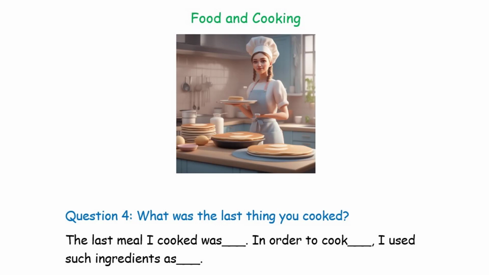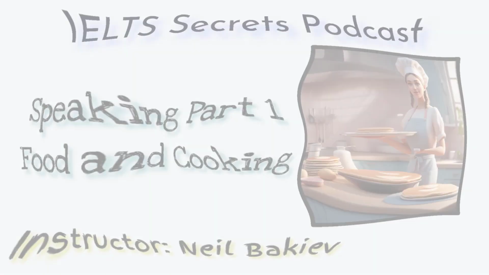What was the last thing you cooked? The last meal I cooked was a classic beef stir-fry. In order to cook this dish, I used ingredients such as thinly sliced beef, mixed vegetables, soy sauce, and ginger. Then, I marinated the beef in a mixture of soy sauce and ginger for added flavor before stir-frying it with the vegetables in a hot wok. It turned out to be delicious, and my family loved it.